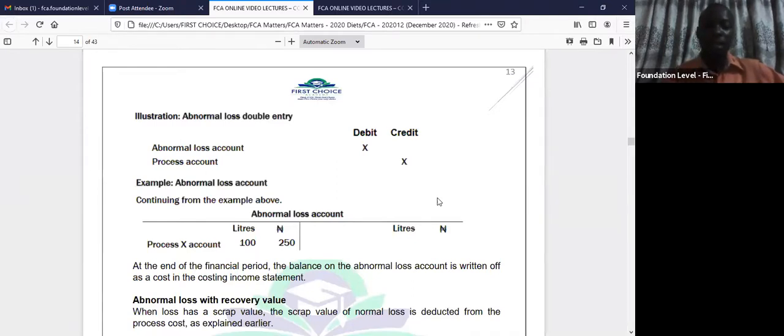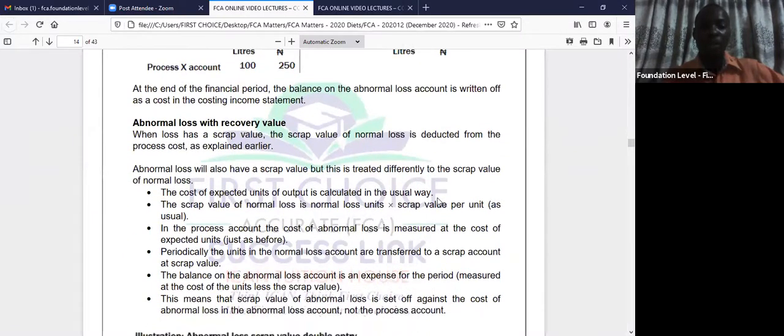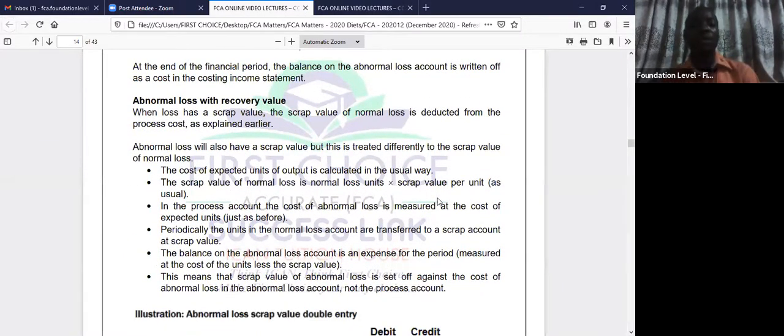Okay, now when there is a recoverable value for normal loss, what do you do? When loss has a scrap value, the scrap value of the normal loss is going to be deducted from the process cost like we normally do. Then the result is divided by the expected unit of output. Then we will now value the cost of good production to the normal output and to the abnormal loss, while the normal loss will take its recoverable value.